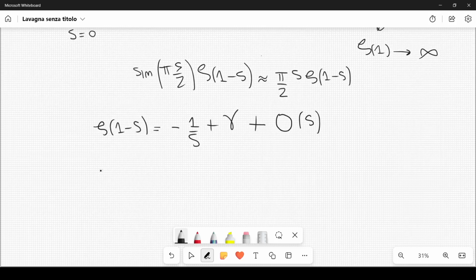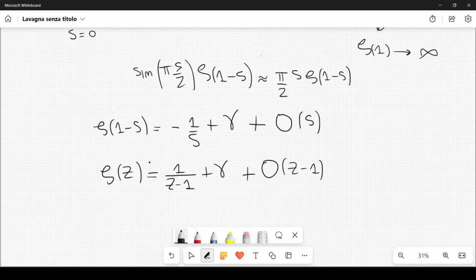This also means, of course, that zeta of z, as z goes to 1, behaves like this: 1 over z minus 1 plus gamma plus something of the order of z minus 1. So this is as z goes to 1, and the previous one holds for s going to 0. Now let's show that indeed we have such relationships.